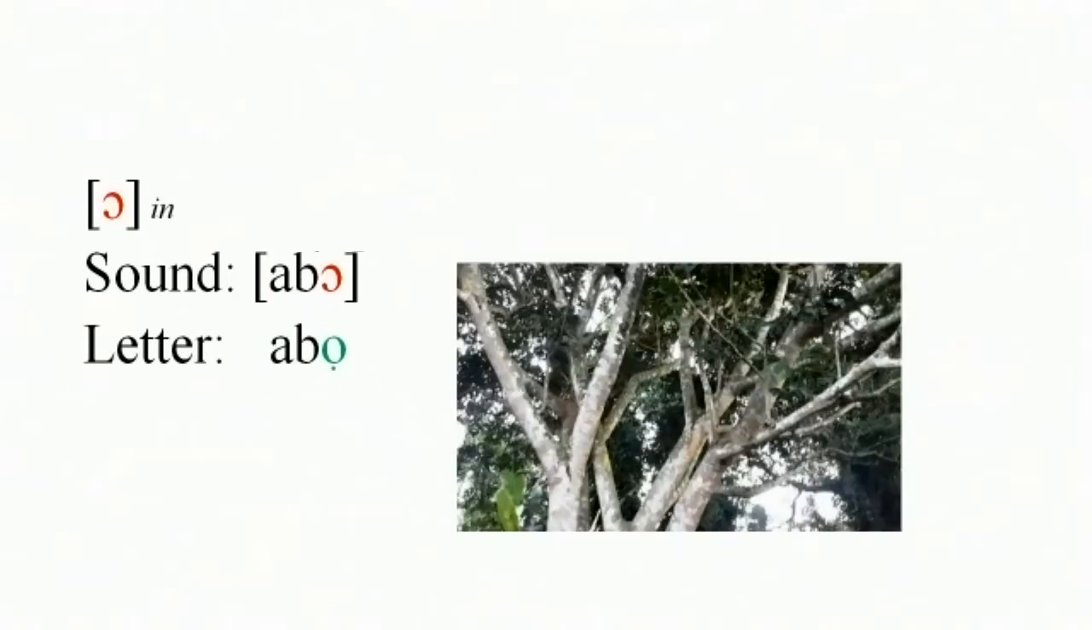And then the O in Abo. That sound O is represented by the letter O with a subdot. Otherwise, the word will be pronounced as Abo. And that is not what was intended. Then the letter U represents the sound U. So no difference in form.